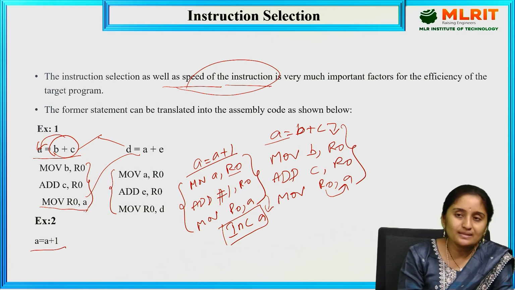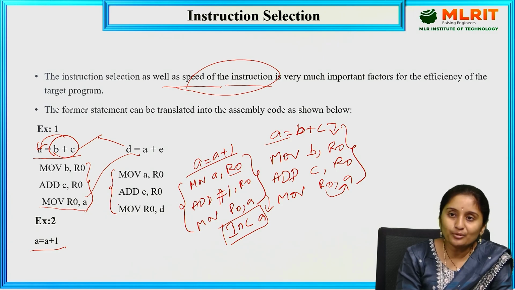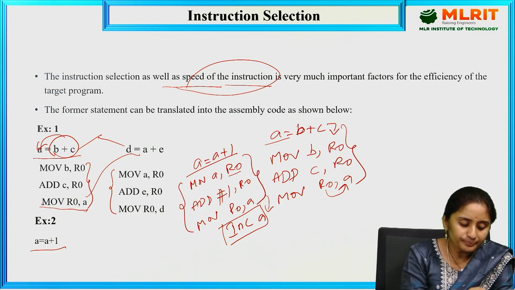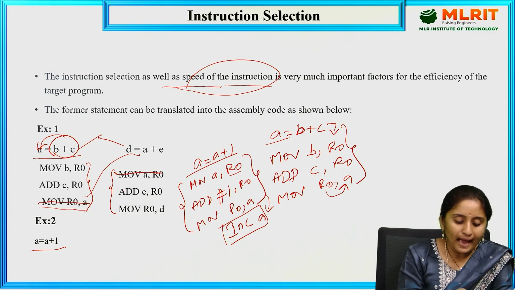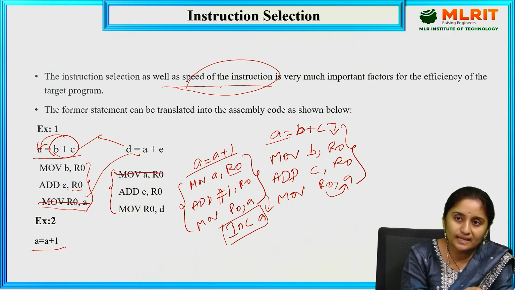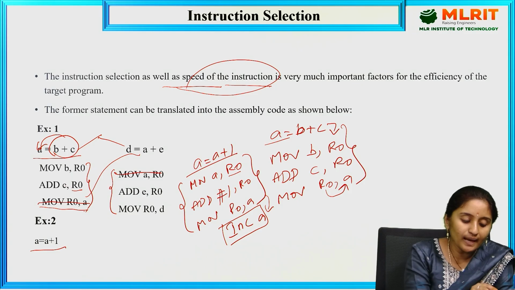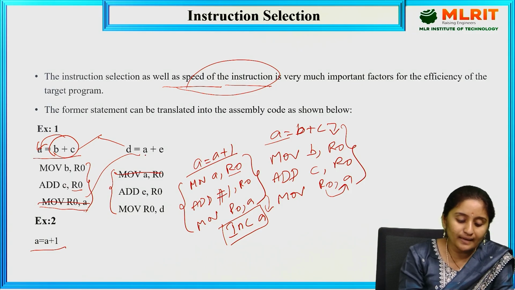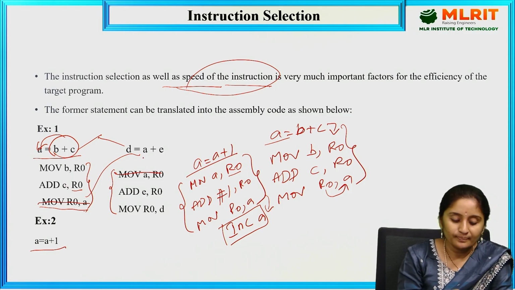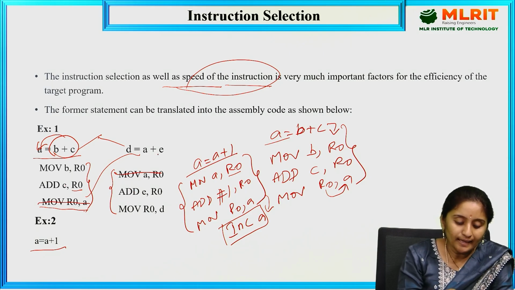So these are redundant instructions. I can remove them and write add E comma R0. Why? Because in R0 I already have the B plus C data, which I am storing in A, so instead I can use it directly. In order to reduce my instruction selections and to increase my speed, I am going to reduce these redundant instructions. Here add E comma R0; in R0 I already have B plus C.